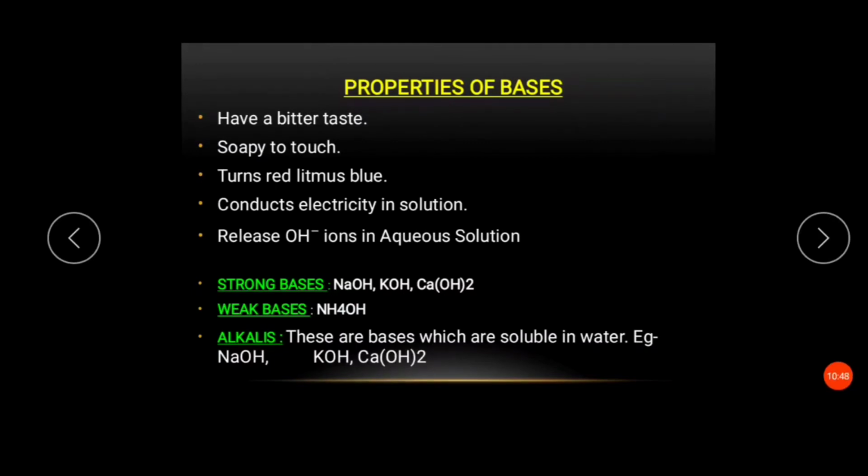Strong bases are NaOH, KOH and calcium hydroxide. Weak bases: NH4OH, it is ammonium hydroxide. Alkalis are those bases which are soluble in water. Example, NaOH, KOH and calcium hydroxide.